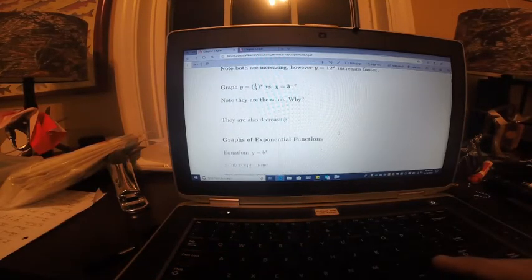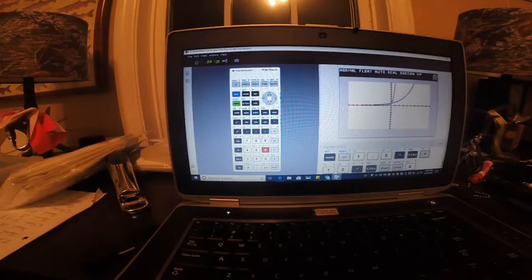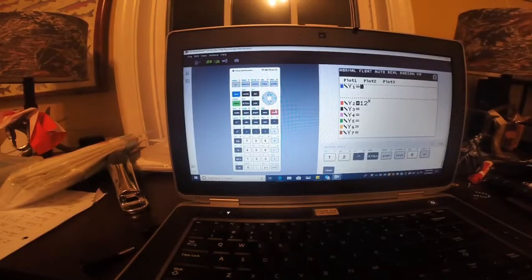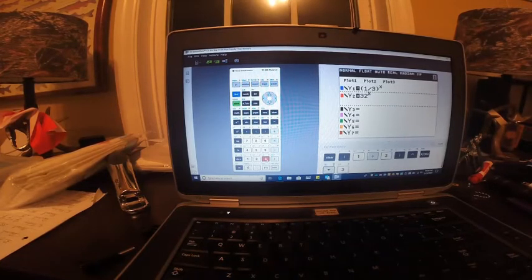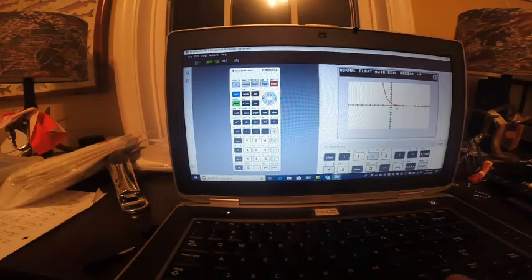Now, let's graph y equals 1/3 raised to the x versus y equals 3 raised to the negative x. Okay, so if I come over here, y equals, clear this one out, put my parentheses in, 1/3 to the x, and the second one is, oops, let's clear this out, 3 raised to the negative x. Now if we graph those, there's your first one, there's your second one. If you notice, they're the exact same line. Now why is that the case?